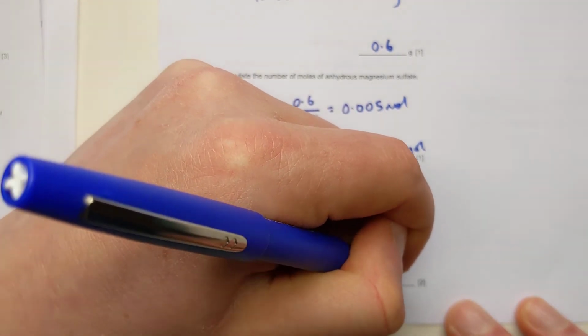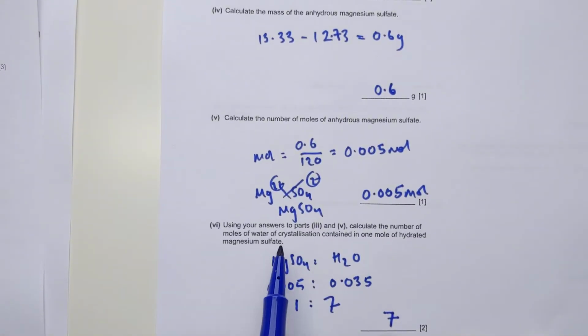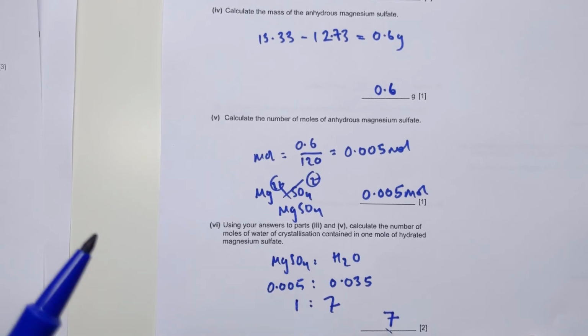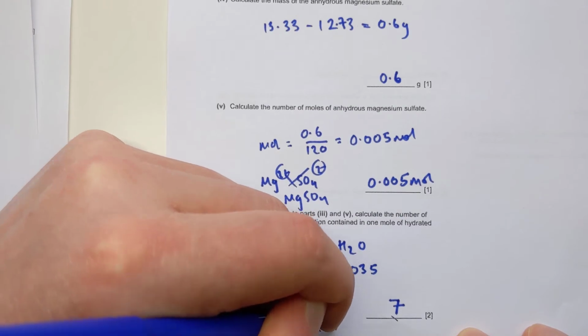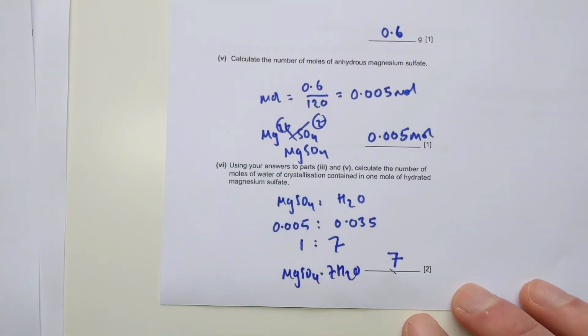Therefore, the final answer: I don't need to give the formula because it's just asking the number of moles of water of crystallization, which is just 7. It could have asked me the formula. The formula would be MgSO4.7H2O, but that's not the question in this case.